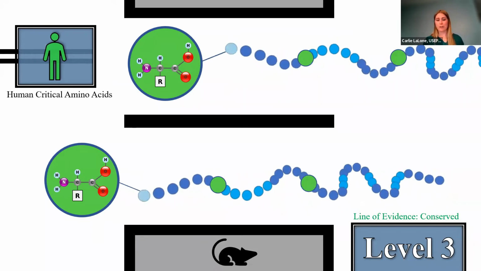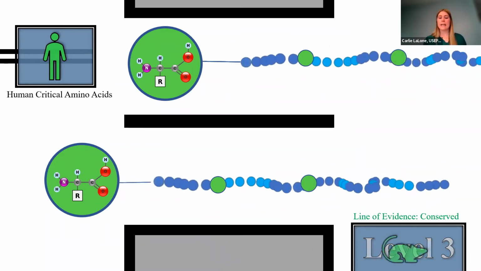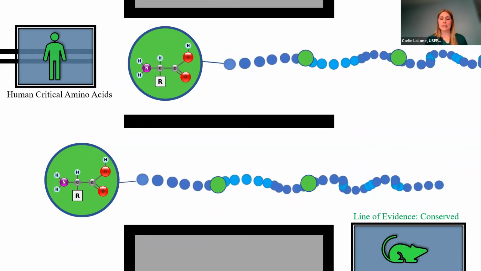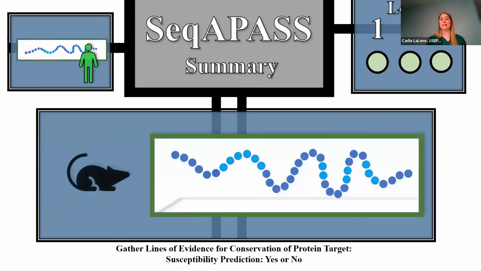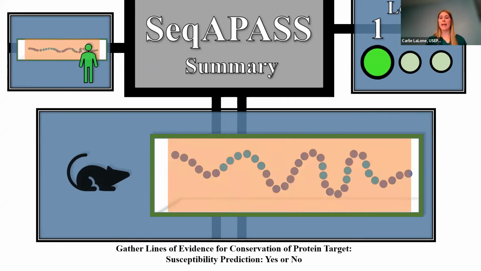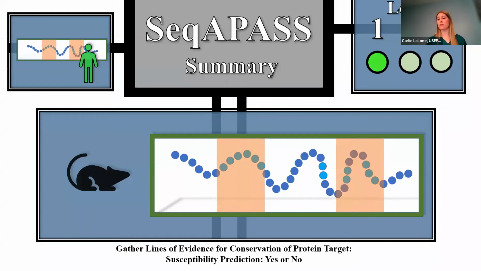Of course, there's multiple lines of evidence like that in the literature, thinking about pesticides and mutations that cause resistance, for example. So once we've collected our level 1 through level 2 or through level 3 data, if we have that detailed knowledge, we're adding lines of evidence towards conservation of that target. And we actually add taxonomic resolution to our susceptibility predictions.